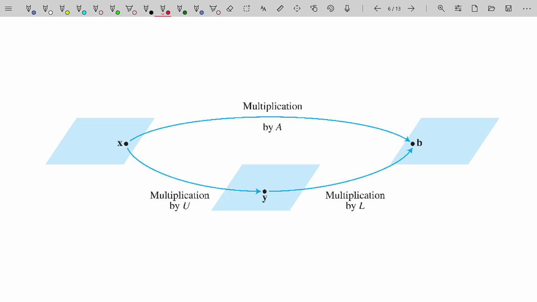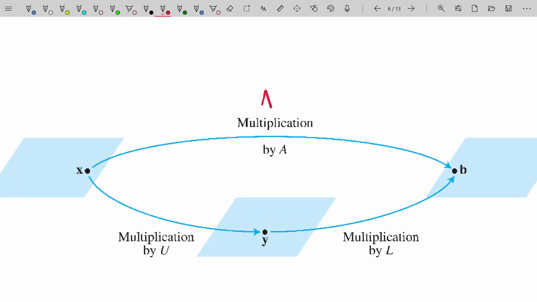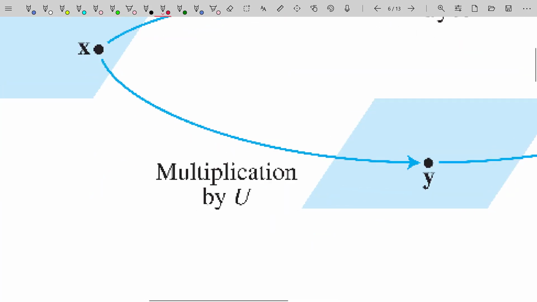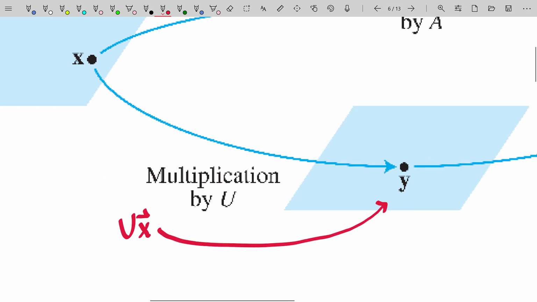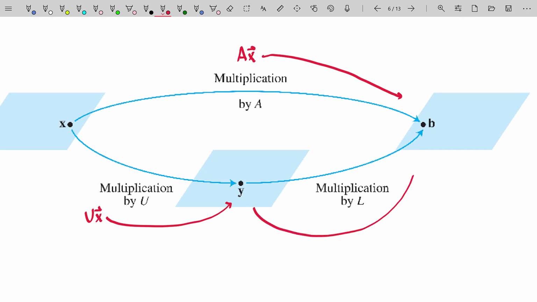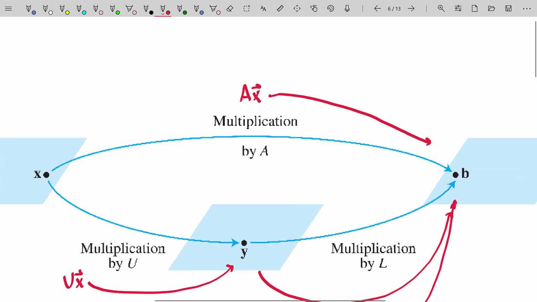Normally we take a matrix A, multiply it by X to arrive at B. However, what LU factorization does is, first of all, you factor A into the product L times U. You take the product U times X, that will become Y, and then L times Y, in fact, is really what I should have said, that will become B.